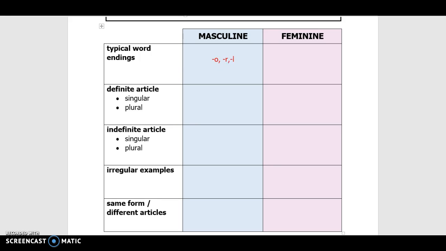So for example, an O ending noun, el chico, something you're very familiar with. An R ending noun, something like el borrador. Or an L ending noun, something like maybe el papel. All words you're very familiar with. So those words tend to be masculine. Now you can't always follow the rule, there are always exceptions, but they tend to be masculine.